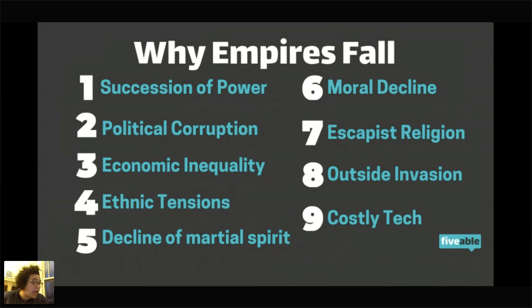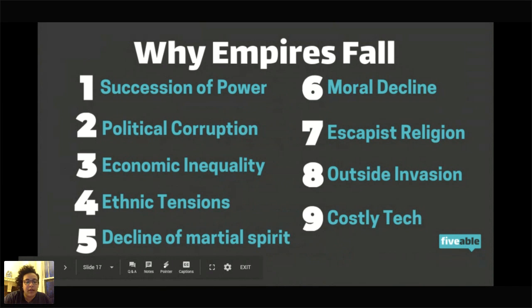Like, again, any empires in all of history that have fallen, whether it's Rome or the Soviet Union, this is why, right? You have trouble in that succession of power, right? Who's going to come to power next? There might be tension. There's corruption in the government. You have a decline of martial spirit. People don't want to fight for you anymore, right?